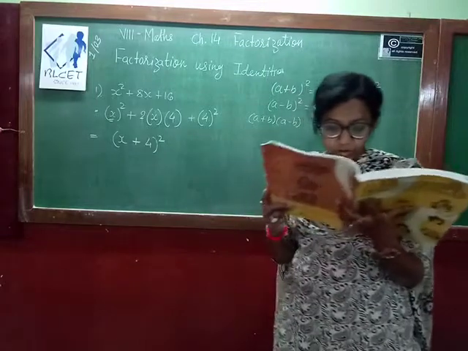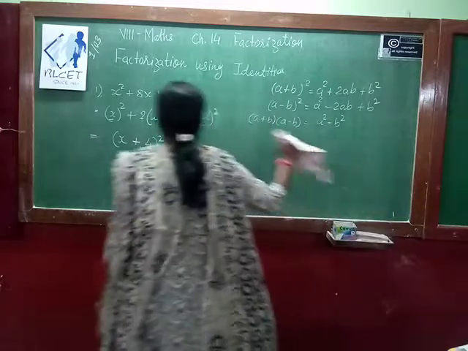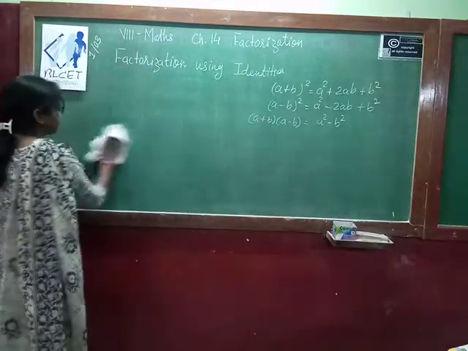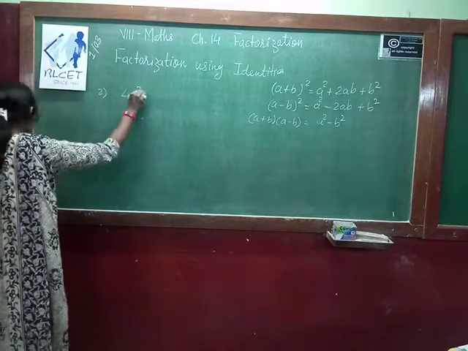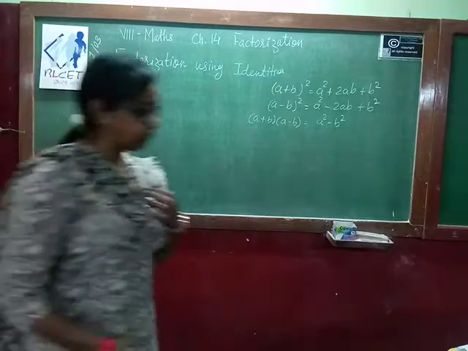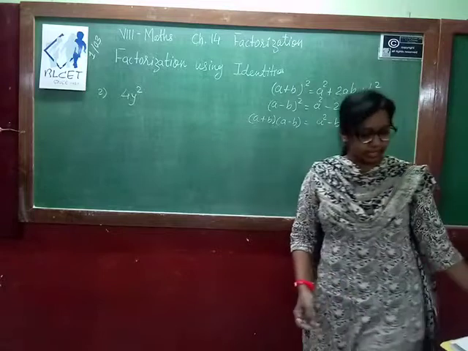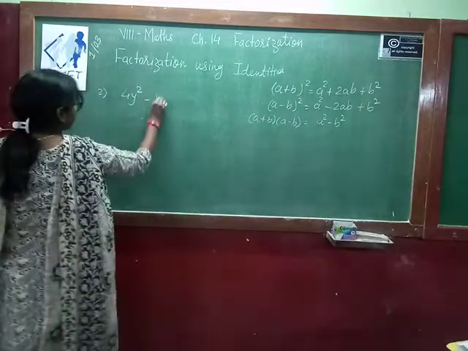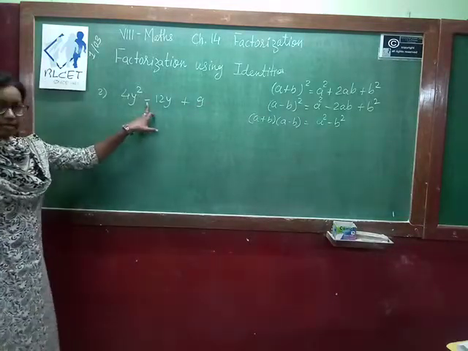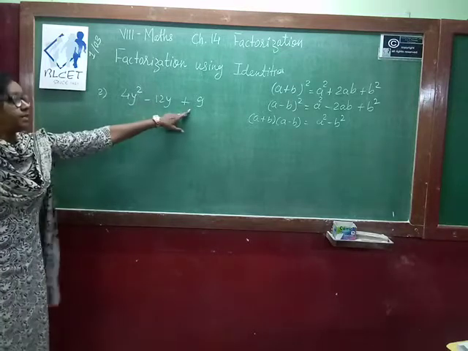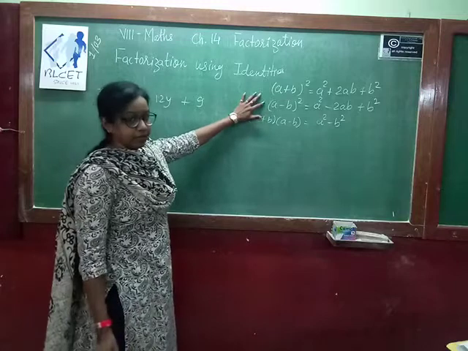Let's understand the concept with the help of one more question. Now we have negative identities that we have to use. Let's see the question: 4y square minus 12y plus 9. Now here your middle term is negative. First term and last term both are perfect squares. So we have to use the second identity.